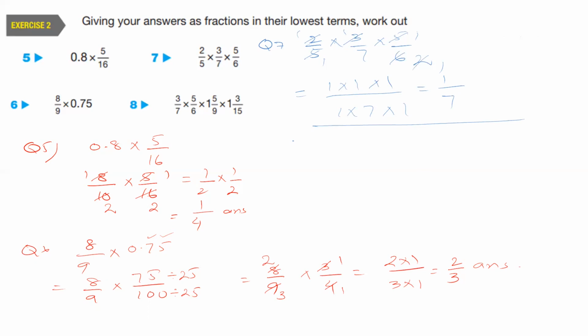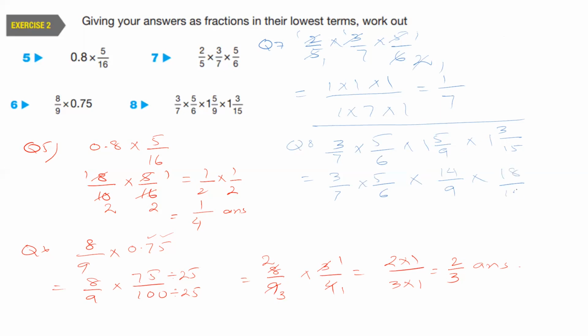Now we come to question number 8, which states 3 upon 7 times 5 upon 6 times 1 whole 5 upon 9 times 1 whole 3 upon 15. Now, our first step is to convert these mixed numbers into improper fractions. We rewrite the other proper fractions as it is in the same form. So 3 upon 7 and 5 upon 6 we rewrite again. And now, as we know and we have done already, we multiply this denominator with the whole number and add the answer with 5. So 9 times 1 is 9, 9 plus 5, 14. 14 upon 9 times 15 times 1 is 15 plus 3 is 18.